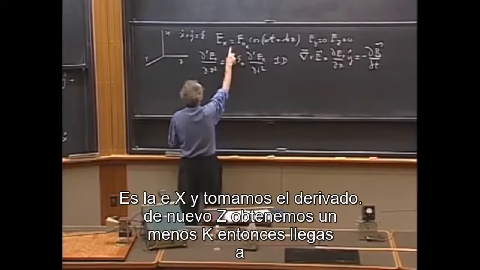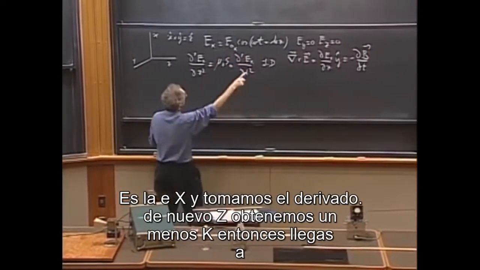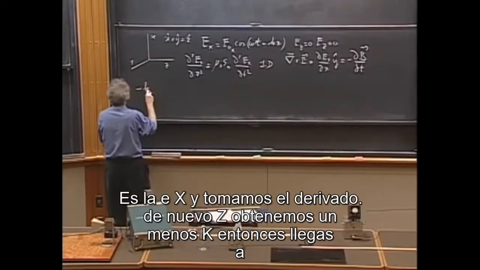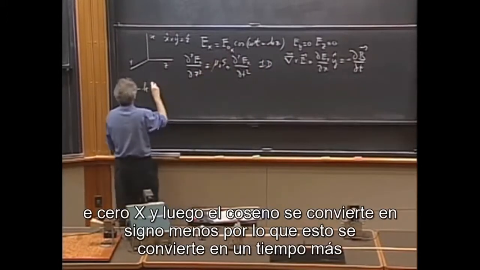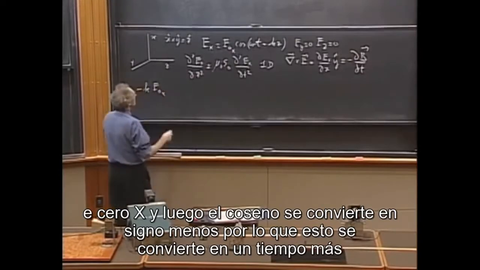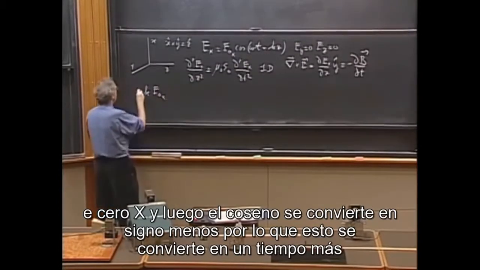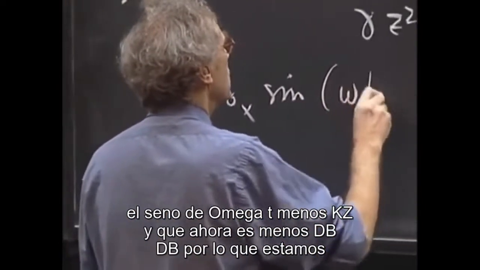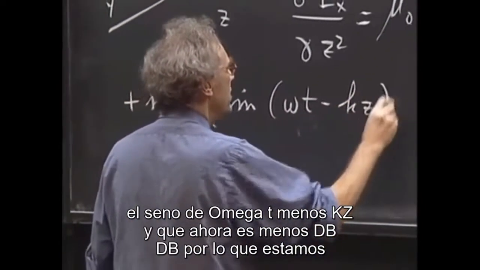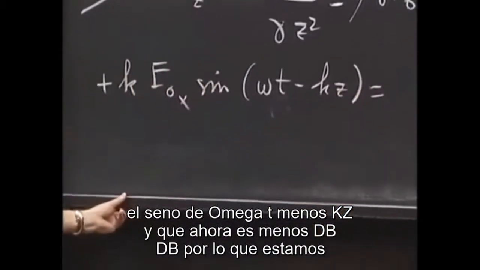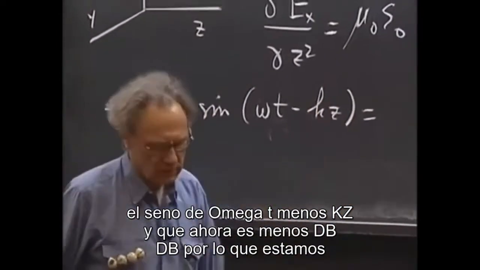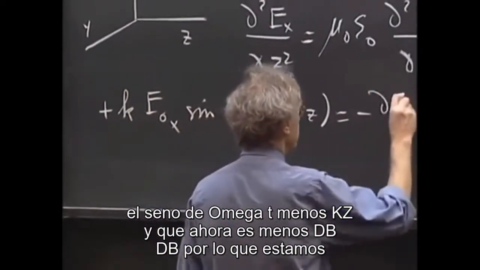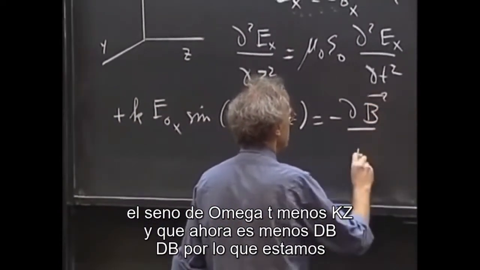If we take dEx dz, so this is the Ex, and we take the derivative against z, we get a minus k, then you get the E0x, and then the cosine becomes minus sine, so this becomes a plus, times the sine of omega t minus kz. And that now equals minus dB dt.